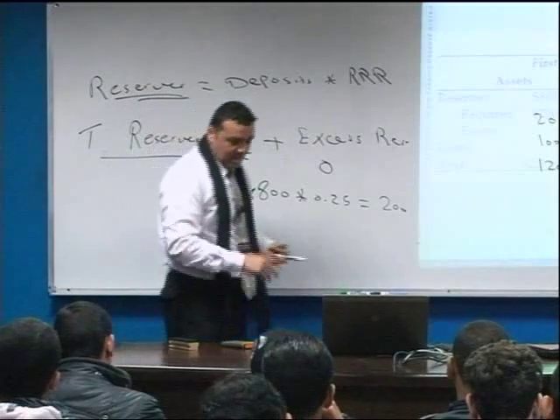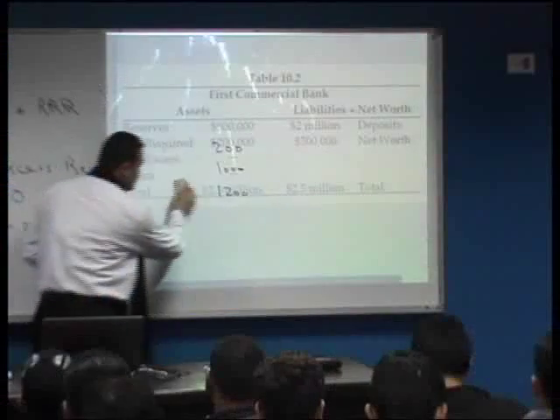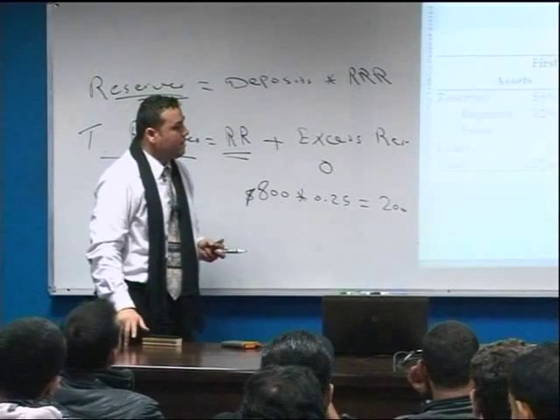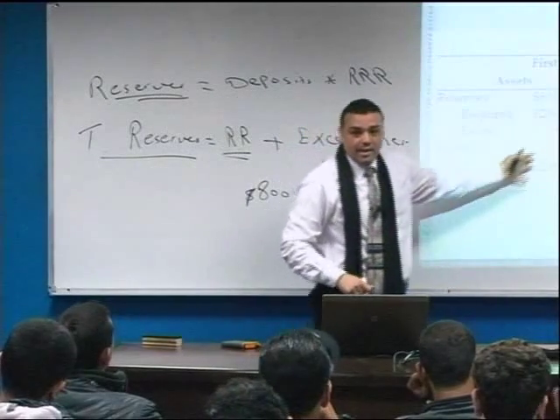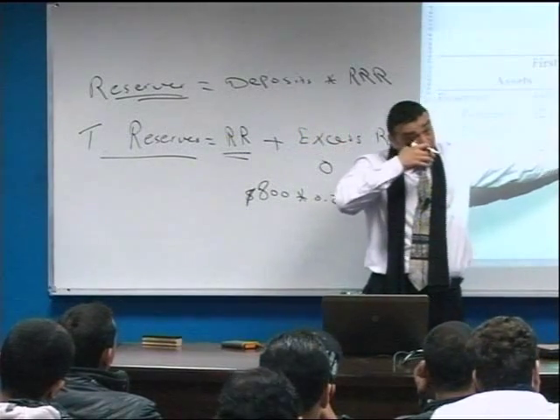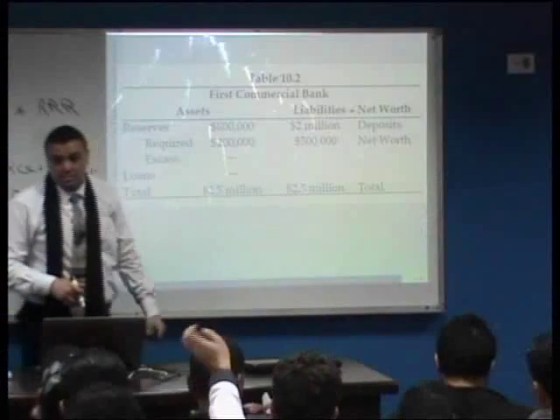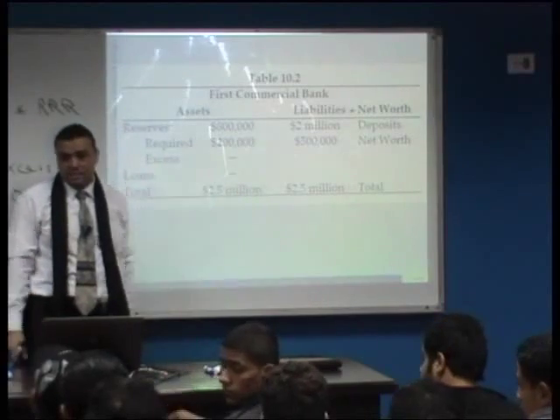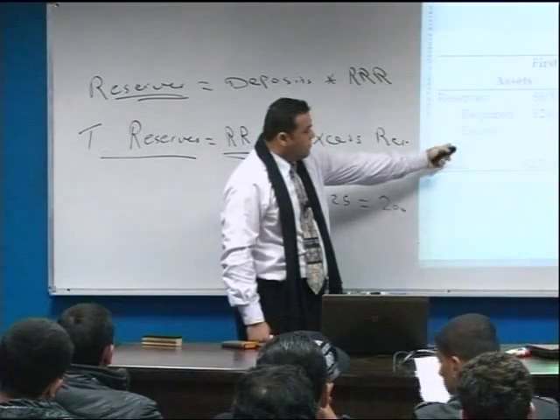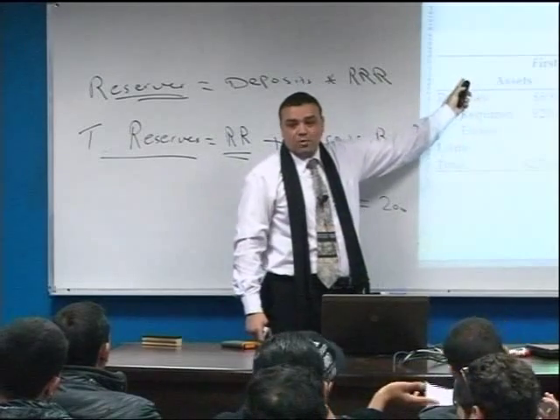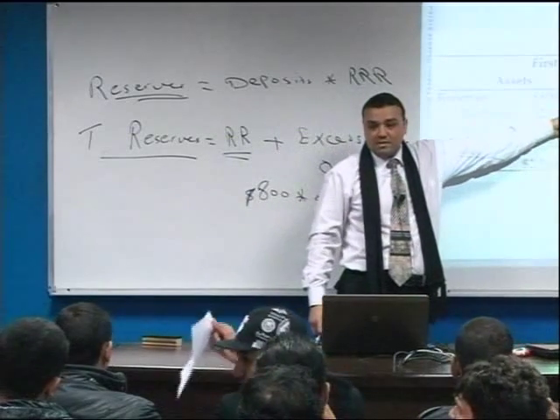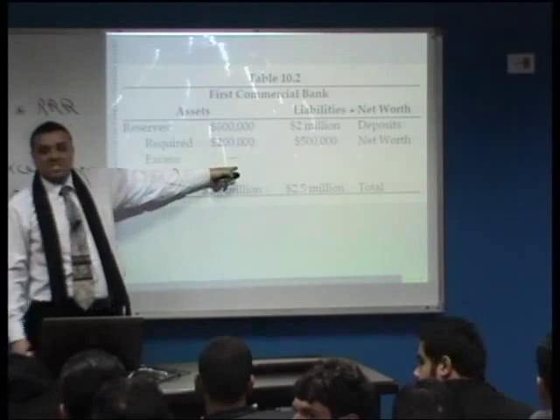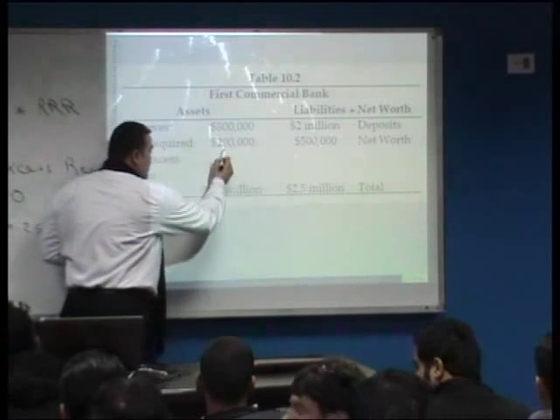Let's go to this example. The first commercial bank has the following assets and liabilities, right? The information about the liabilities is given. The total assets equal the total liabilities, right? Okay. As you see, the total reserves equal how much? $800,000, right? How much do we have in required reserves? 200. And how much in excess reserves? Exactly.